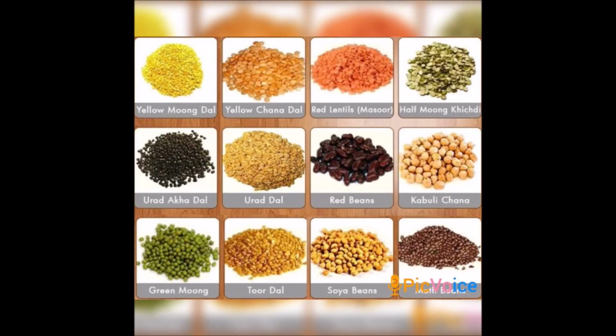Next we are going to see about pulses. What are pulses? Plants also provide us pulses. Pulses are rich in protein and are the main source of bodybuilding food. Examples: red gram, green gram, black gram, peas, rajma, doodh dal and many more. So these are the examples of pulses.